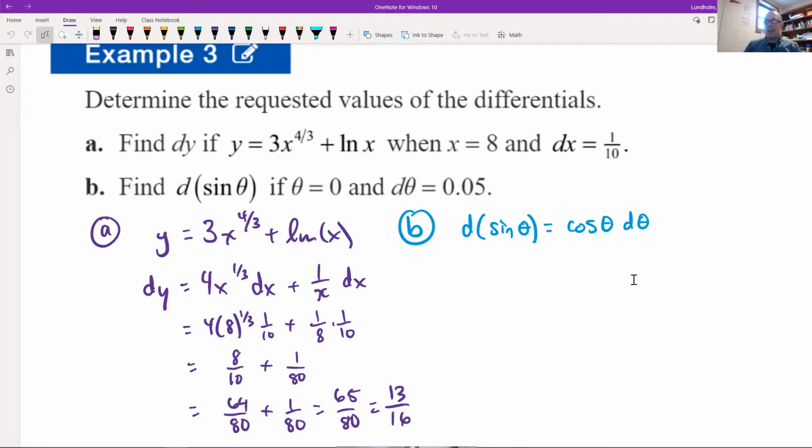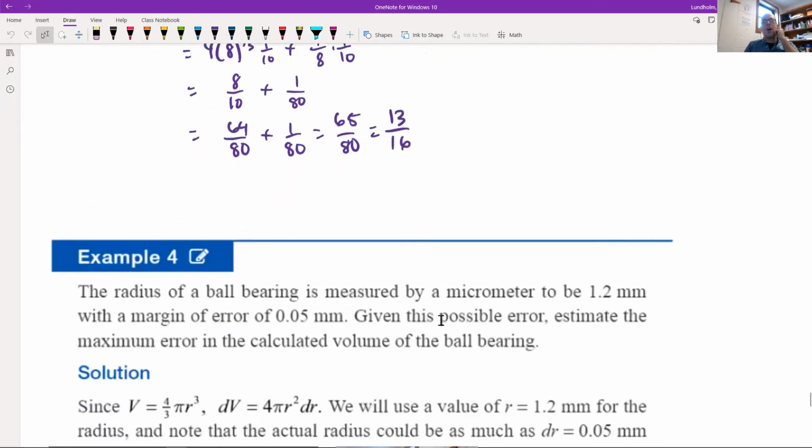So here again, we just multiply. We could say the cosine of theta is equal to the cosine of 0, which is 1, and d theta is 0.05. So 0.05 would just be our answer there, the nudge to the y value. Cool. Example number 3, almost done.